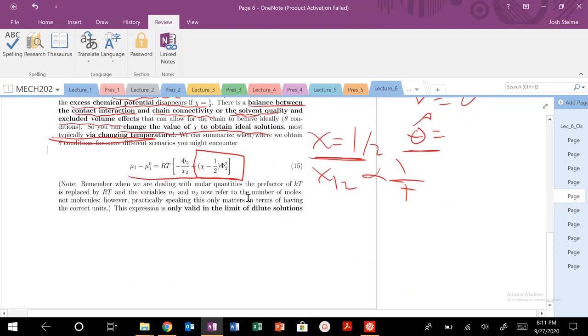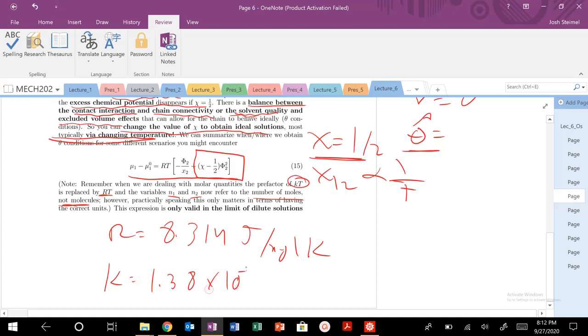And one thing that I want you to know is that this prefactor kT can easily be replaced by RT. And also the variables N1 and N2 are the number of moles, not the number of molecules. So this is just for when you switch from kT to RT. It's just a unit. R is going to be your ideal gas constant, so about 8.314 joules per mole K, whereas our Boltzmann constant was 1.38 times 10^-23 joules per K. So that's all that's happening here.